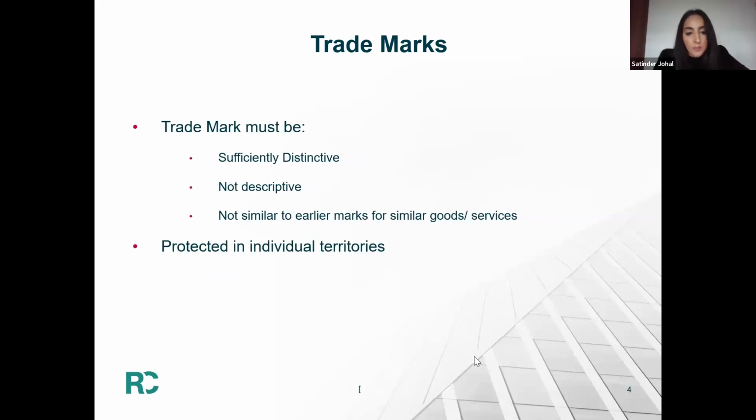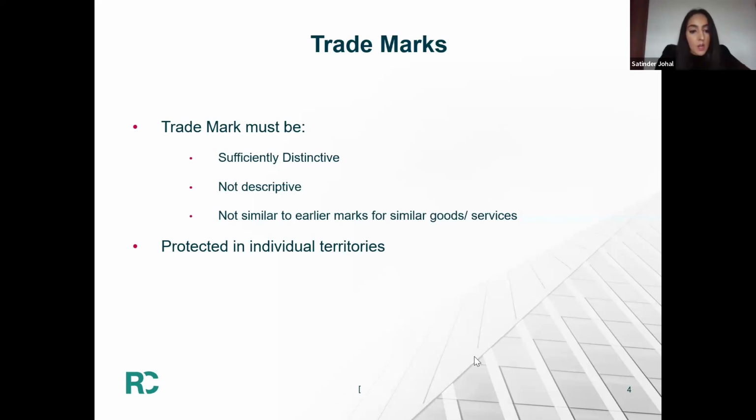A trademark must be sufficiently distinctive in character, and must not be purely descriptive in respect of the goods and services. For example, we could not register a trademark for solicitors in London because that would be both descriptive, it describes what we do, and not distinctive. The words cannot distinguish one firm of solicitors from another. And there must be no similar or identical mark for similar or identical goods in existence.